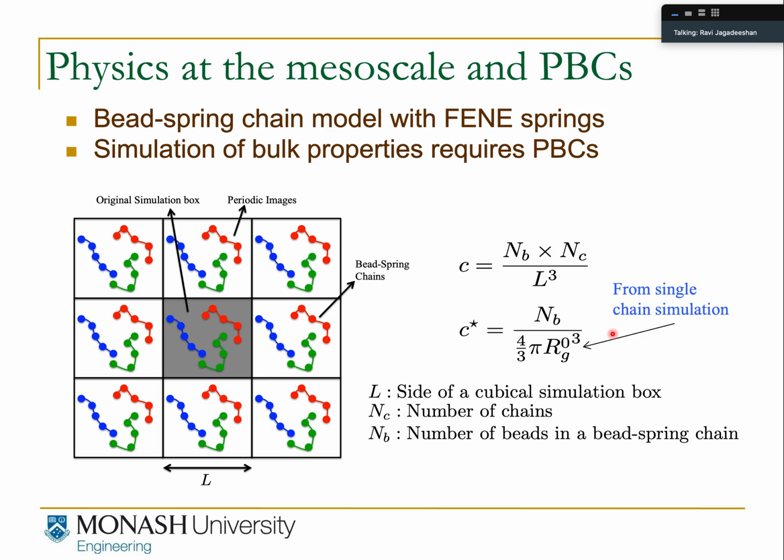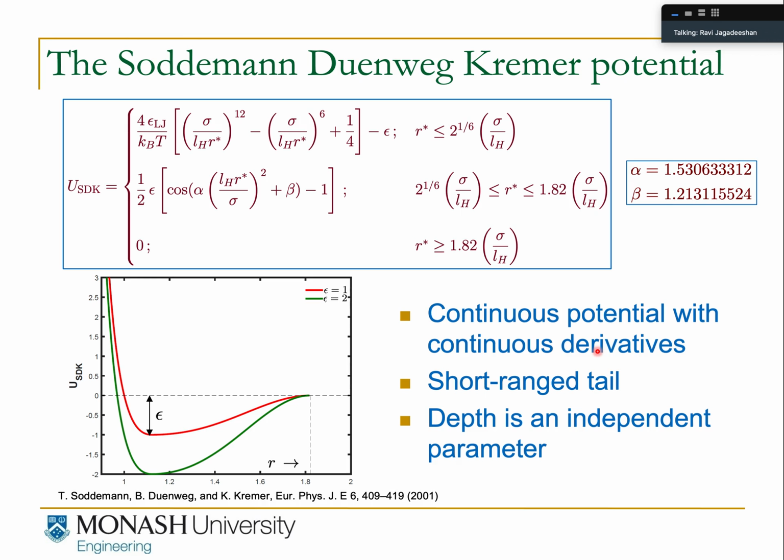And because we are simulating systems at finite concentration, we're going to use periodic boundary conditions. And here's an image of a periodic simulation cell. Then the key element in our simulations is the potential that we use to describe the attraction between stickers, right? So rather than use the conventional Lennard-Jones potential, we're using something called the Soderman-Dunweg-Kramer potential.